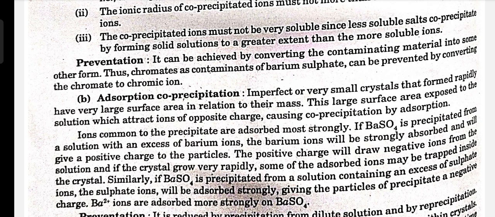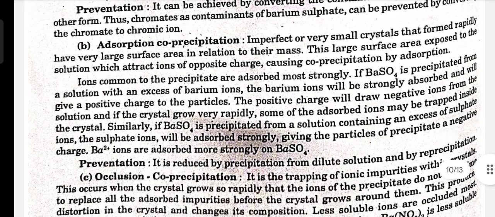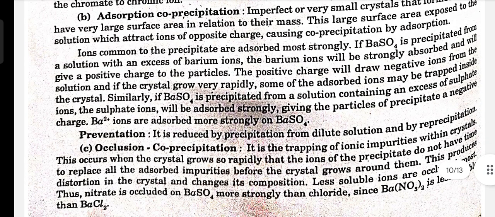Similarly, if BaSO4 is precipitated from a solution containing an excess of sulfate ions, the sulfate ions will be adsorbed strongly, giving the particle of precipitate a negative charge. Ba2+ positive ions are adsorbed more strongly on BaSO4.